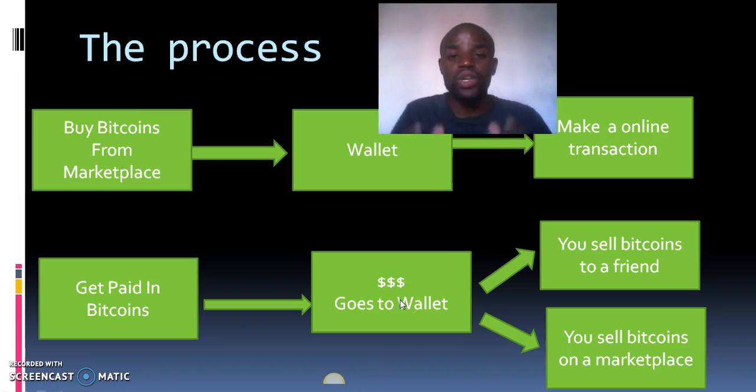When the Bitcoins are in your wallet, you can decide to make another transaction on the internet, or you can sell your Bitcoins. To sell them, you go again to the marketplace where you bought the Bitcoins in the first place. Is that clear? I understand some of you are not getting me, but I'm going to go to the actual websites and explain the whole process.